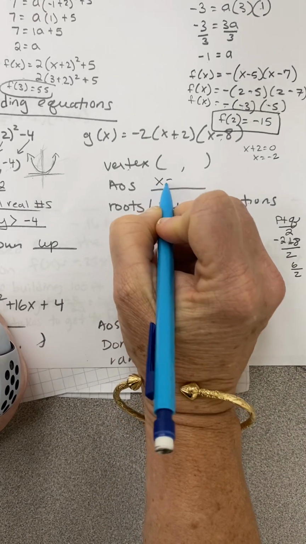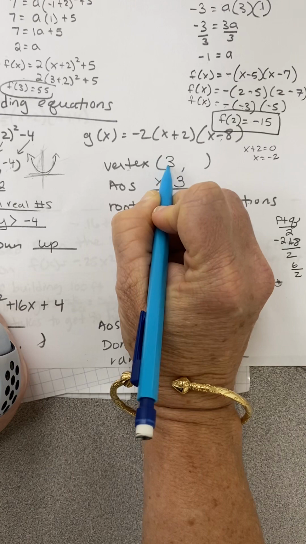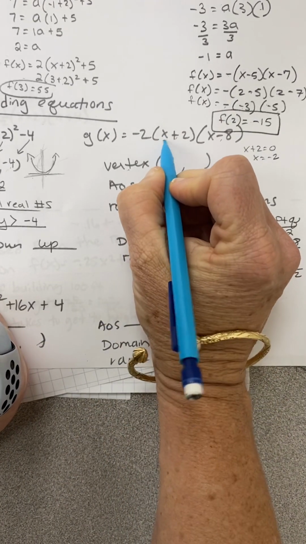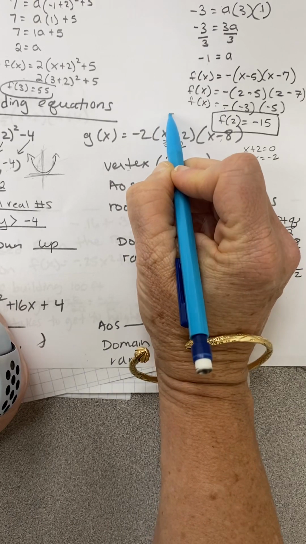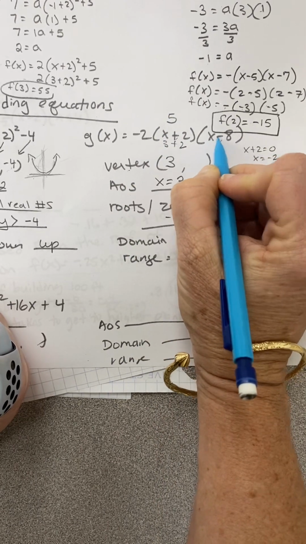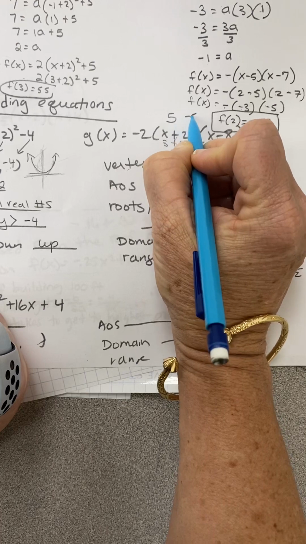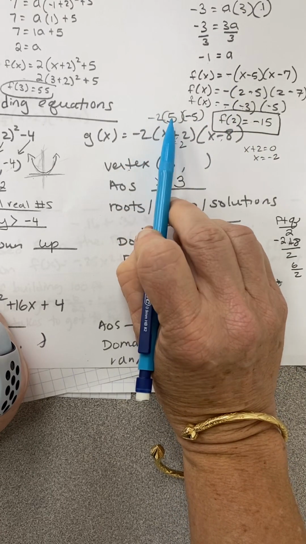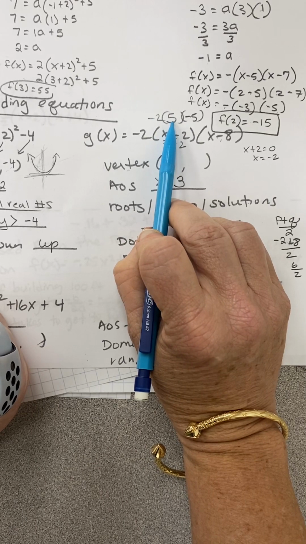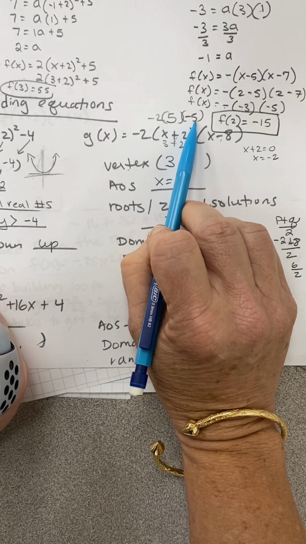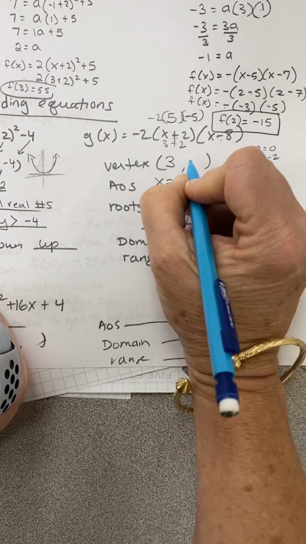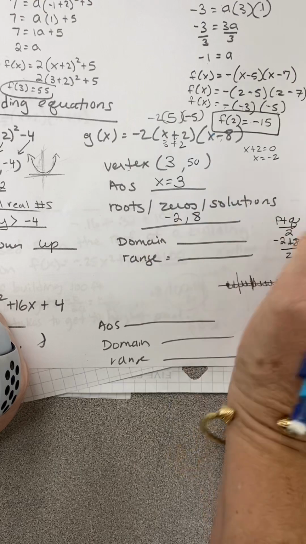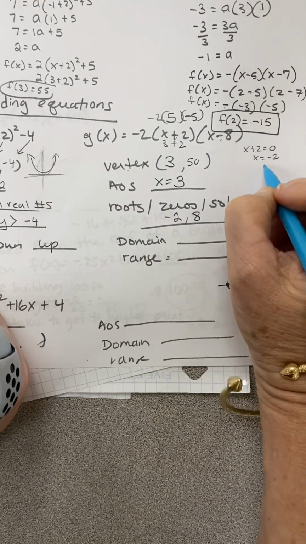So the axis of symmetry is x equals 3, and remember that's the x of the vertex. Now I have to take this number and plug it in. 3 plus 2 is 5. 3 minus 8 is -5. And now I'm going to multiply those. -2 times 5 is -10. -10 times -5 is +50. Now I feel like I did that quick, so I'm going to double check this. Yes.